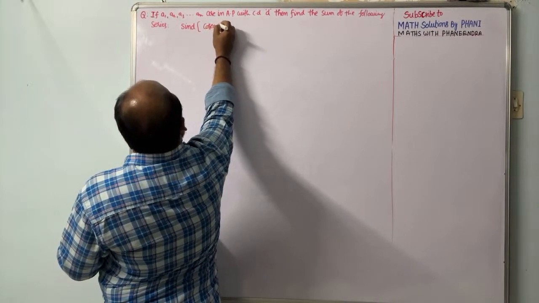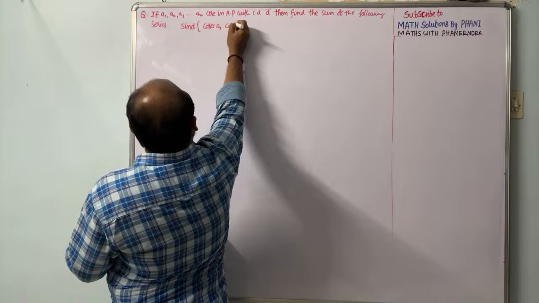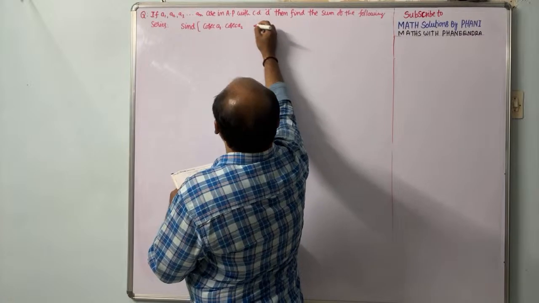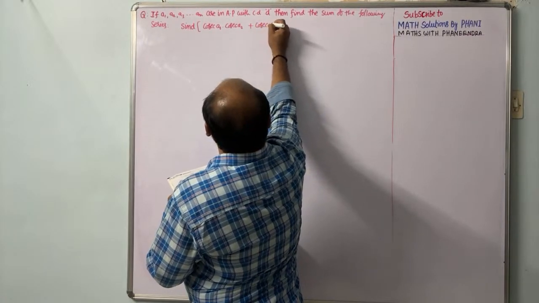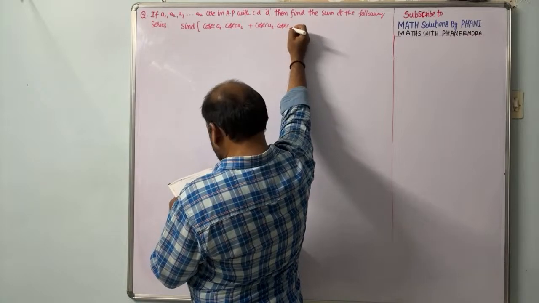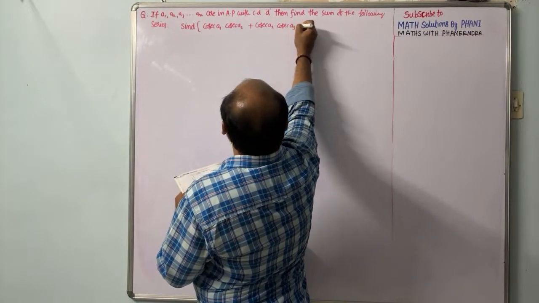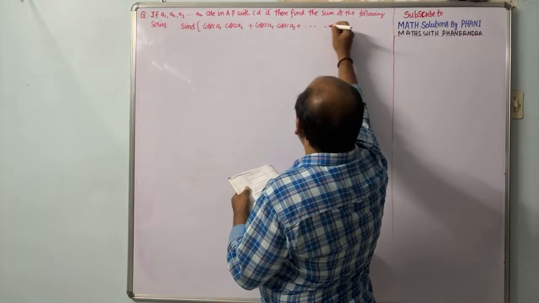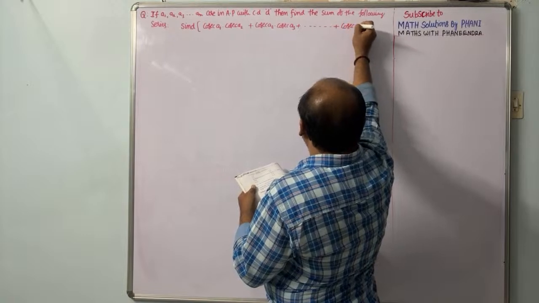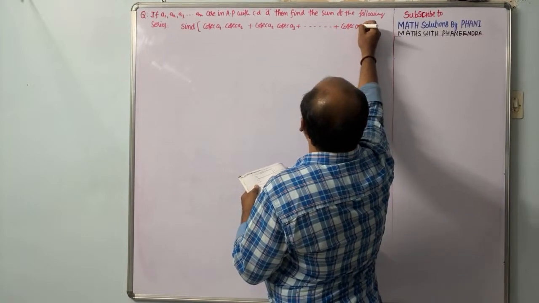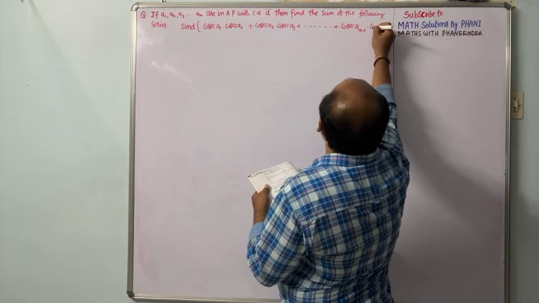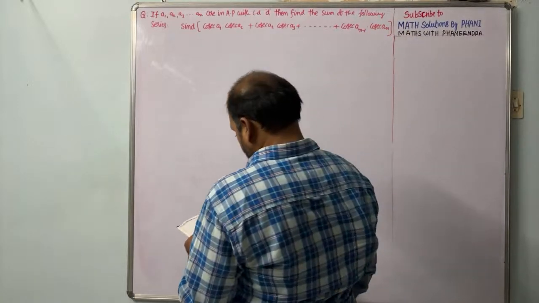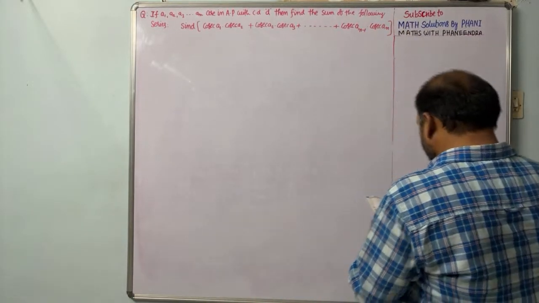cosecant a1 into cosecant a2, plus cosecant a2 into cosecant a3, plus and so on, cosecant a(n minus 1) into cosecant an, is. That is one question.